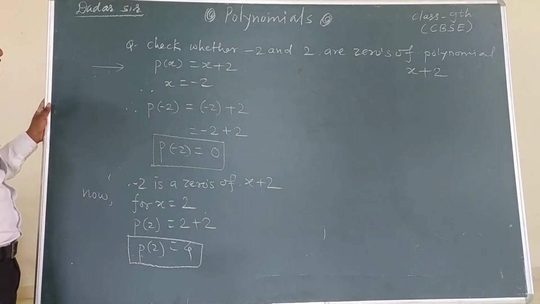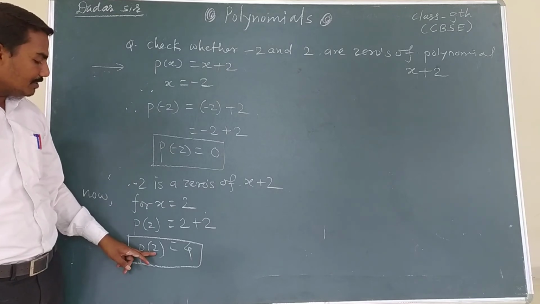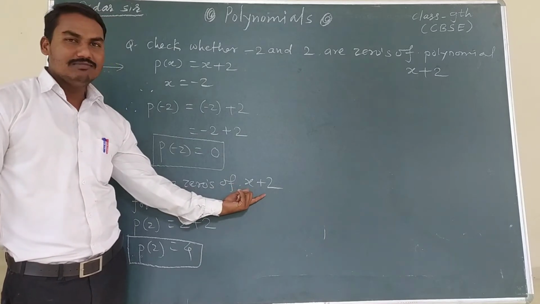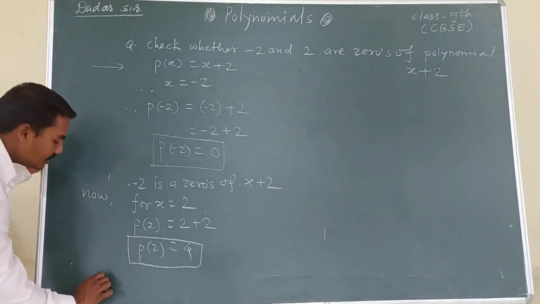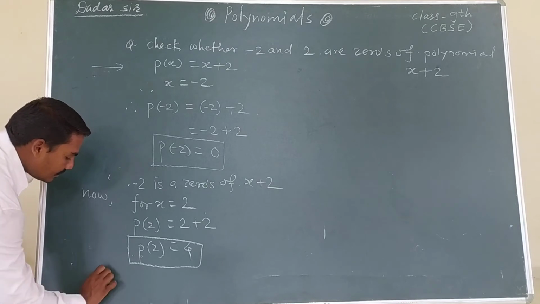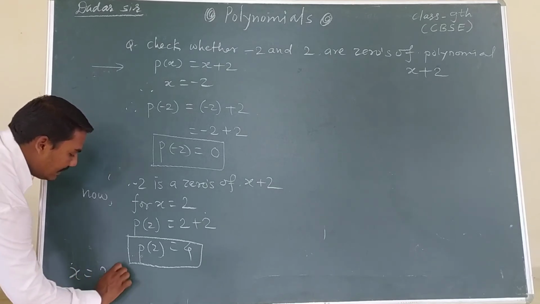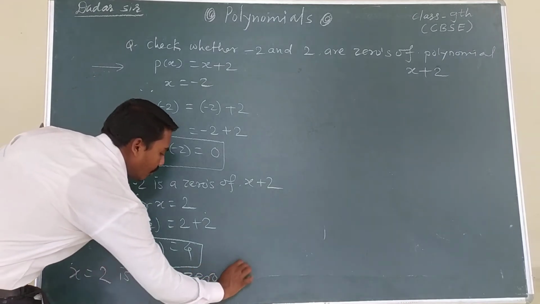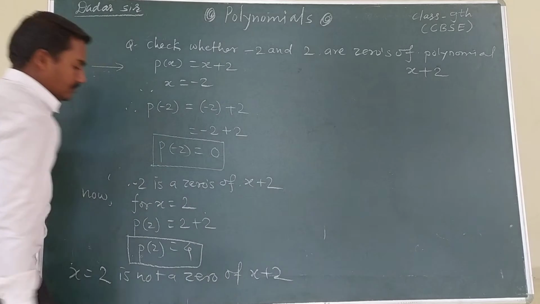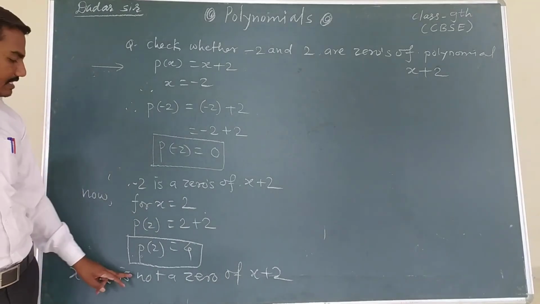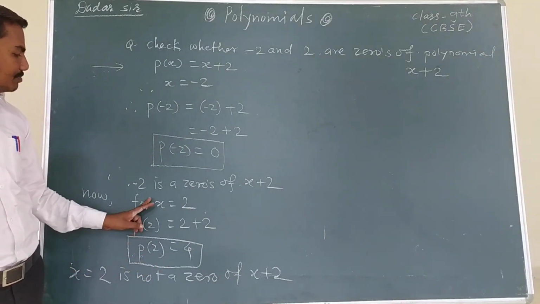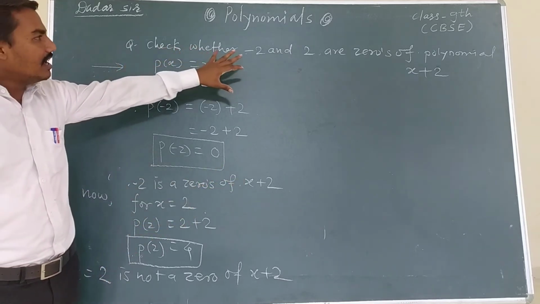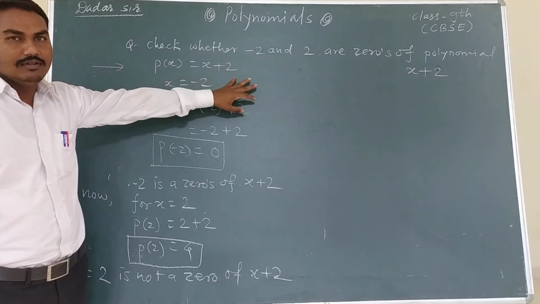So it is not a zero. P of 2 does not become 0. For x is equal to 2, the polynomial does not become 0. So x is equal to plus 2 is not a zero of the polynomial x plus 2. Understood how we have to check whether the given numbers are zeros of the polynomial or not? Okay.